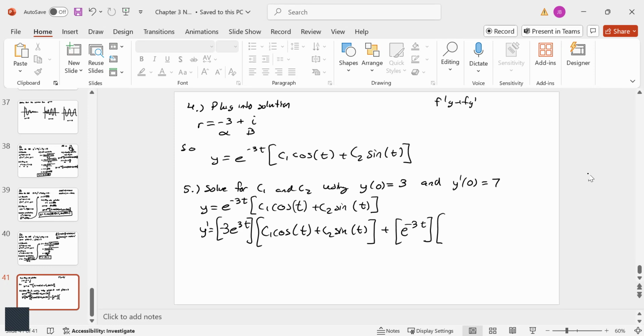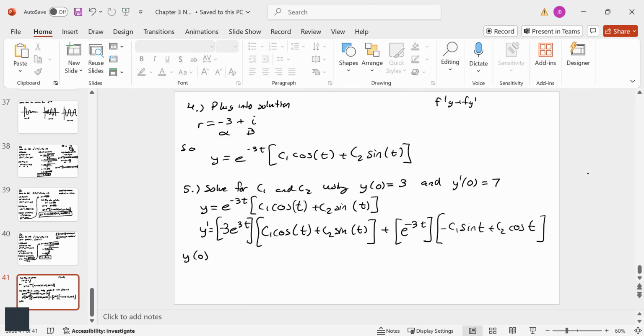So the derivative of cosine is the negative sine, and the derivative of sine is the cosine. And again, you would do the chain rule if there were numbers inside of the parentheses of t. Okay. And then now you just plug in your value.